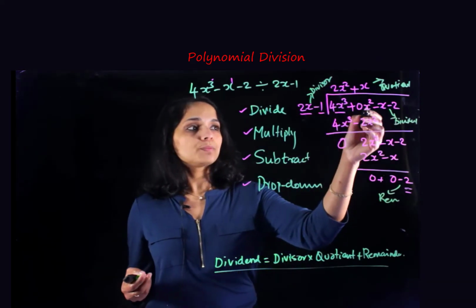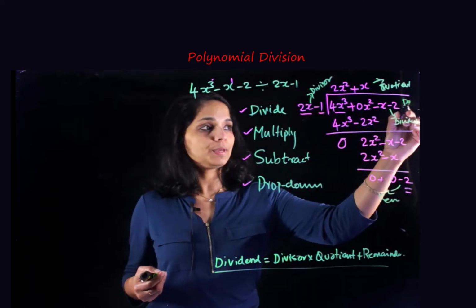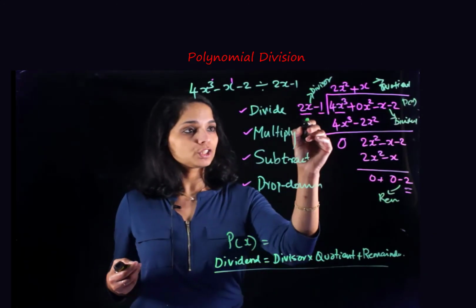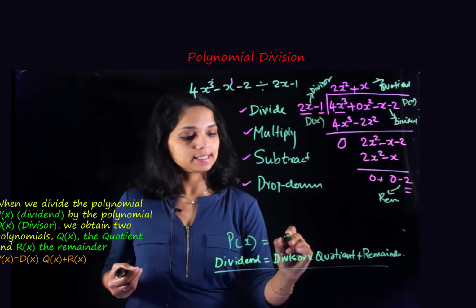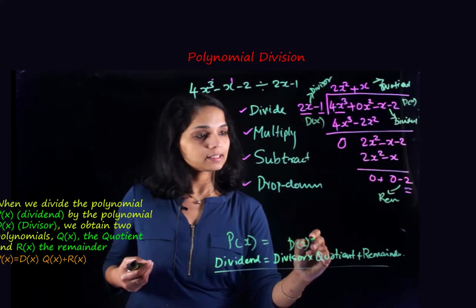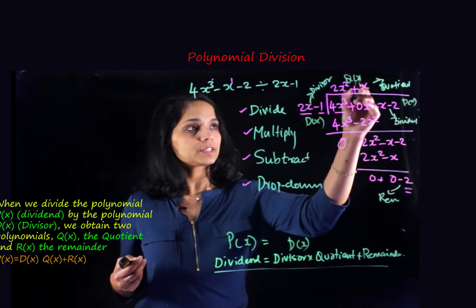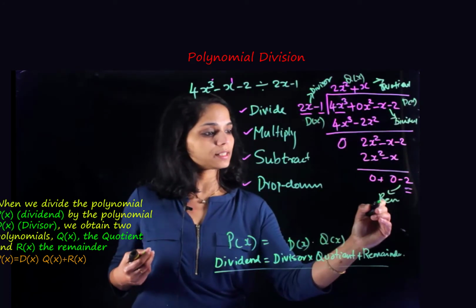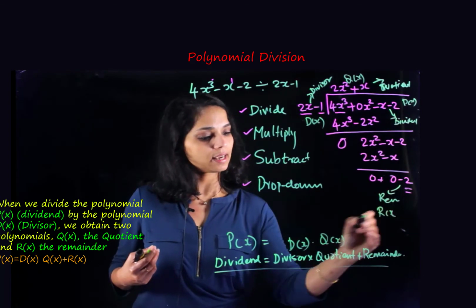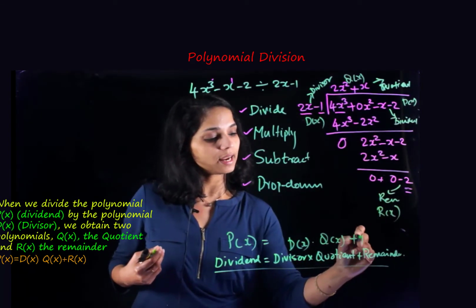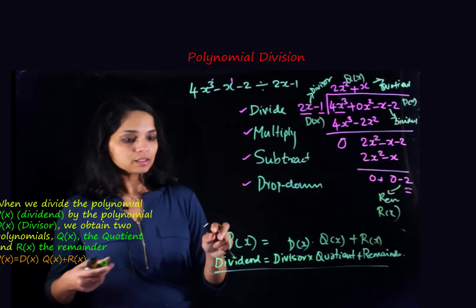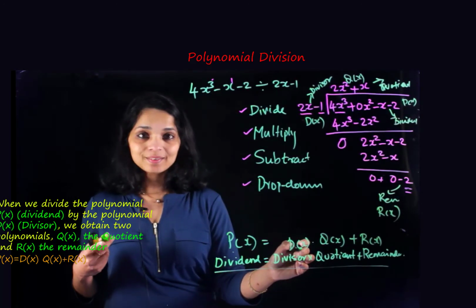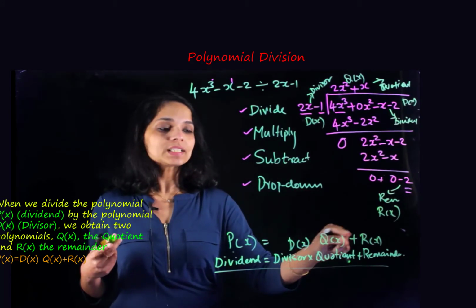So 4x cubed, this is a polynomial which I'm calling P(x). So the dividend is P(x). And the divisor, I'm going to call it D(x), times the quotient, which I'm going to call Q(x). And the remainder, we call it R(x). So it's plus R(x). So pretty much when we divide a polynomial P(x) by D(x), we get two polynomials, Q(x) and R(x).